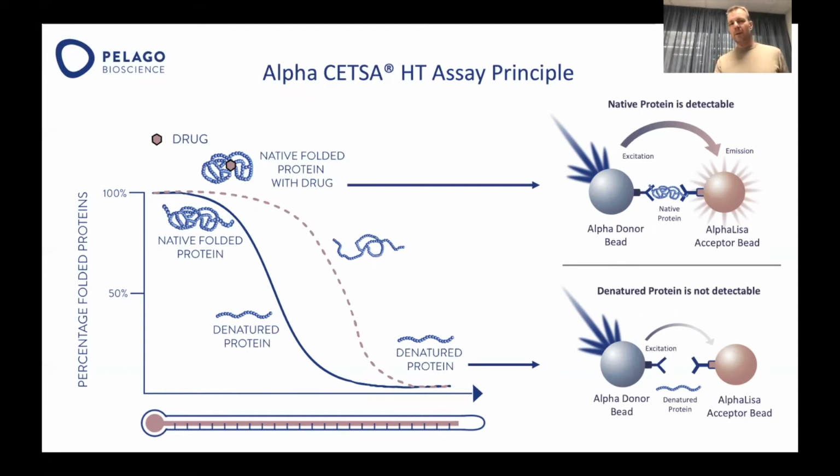And that's also used in the alpha CETSA HT assay, because the antibody coupled beads only bind to folded protein, which means that you will only have a signal when the two beads are proximal to each other. And obviously they won't be proximal to each other if they don't bind to such denatured protein. So that's the way that the alpha CETSA assay separates between native protein and denatured protein.